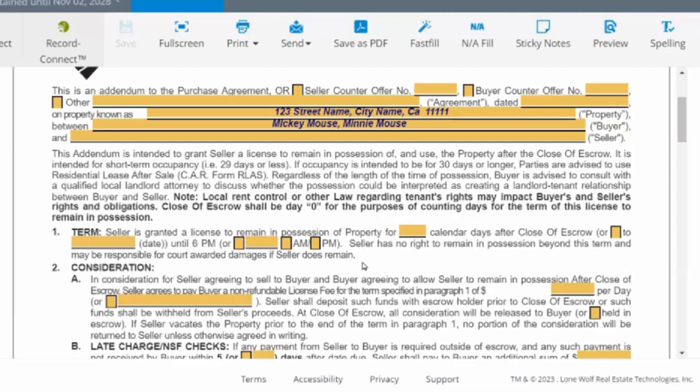But again, sellers are having a little bit more power. And so this request for them to stay has been a lot more common. Are there any questions at this point?